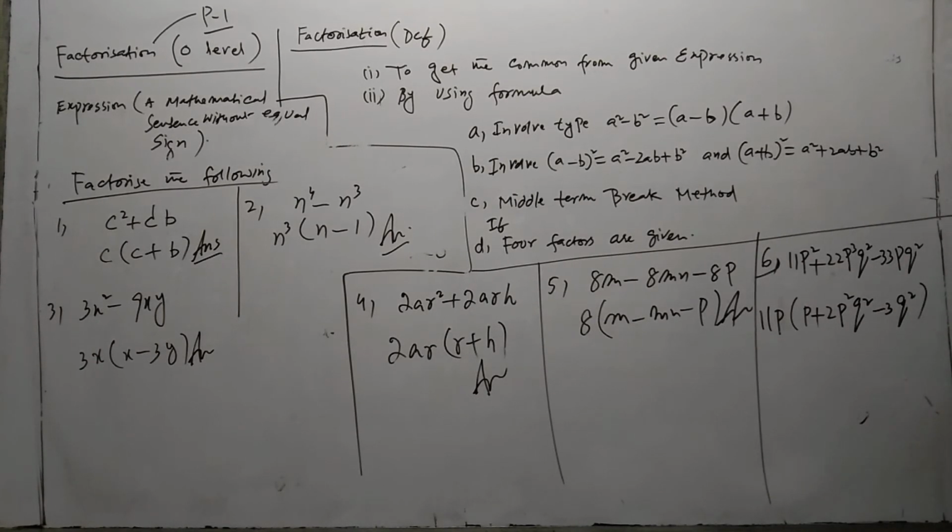Now check whether this is correct or not. How to check? Multiply 11p by this. If you get the same answer, it means your factorization is correct, otherwise not. 11p into p, 11p square, 11p into 2, 11 2s are 22, p cube, q square, 11 3s are 33, p into q, p q square. It means this is our answer and 100% correct.